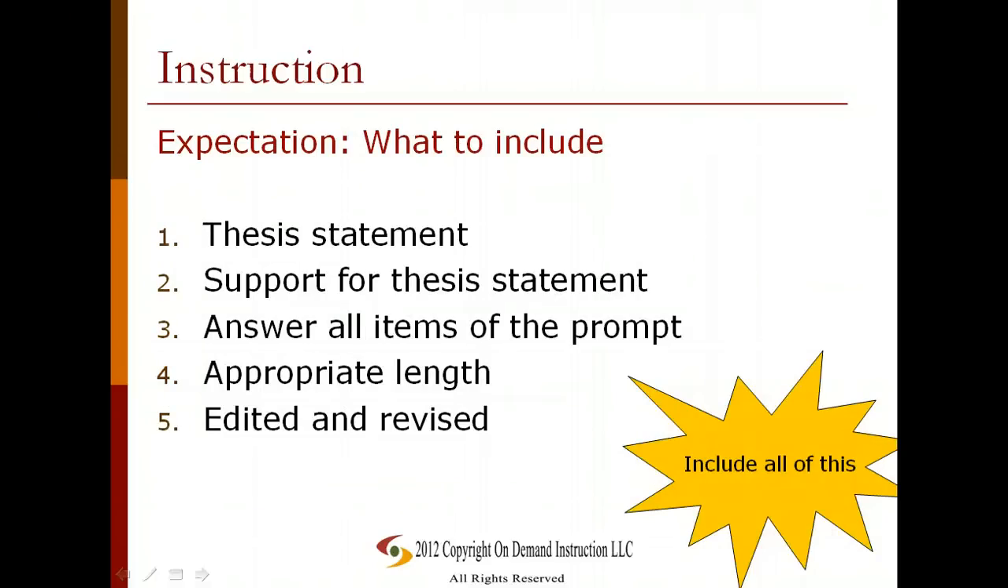So what kinds of things should you make sure that you're including? Make sure you've got a strong thesis statement. Make sure you've got factual support for the thesis statement. Make sure that you've answered all of the items in a prompt. Sometimes a prompt will give you 3 or 4 different questions that you're supposed to answer. You need to make sure that you've answered all of those questions. Your length needs to be appropriate, so that means 1 to 3 paragraphs. Write as much as you can so that you can get a lot of details and facts in there. And ensure that it's edited and revised. Don't turn it in with mistakes in it. Go ahead and correct those mistakes beforehand.